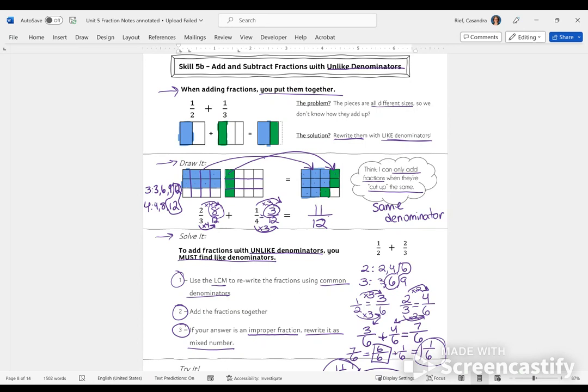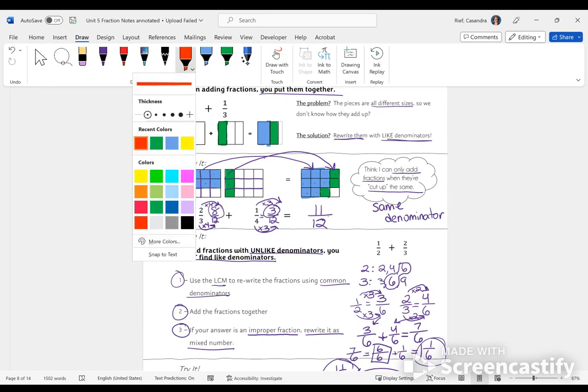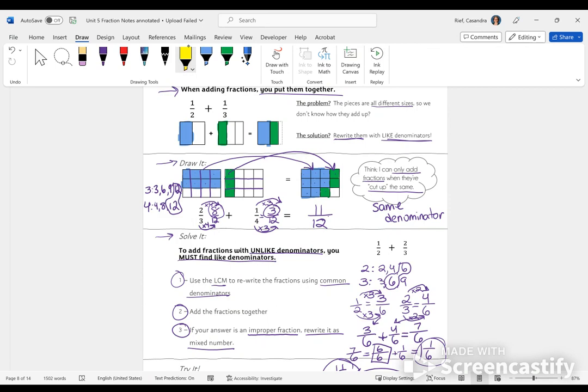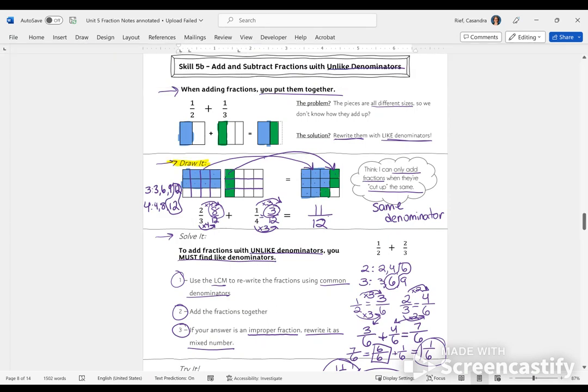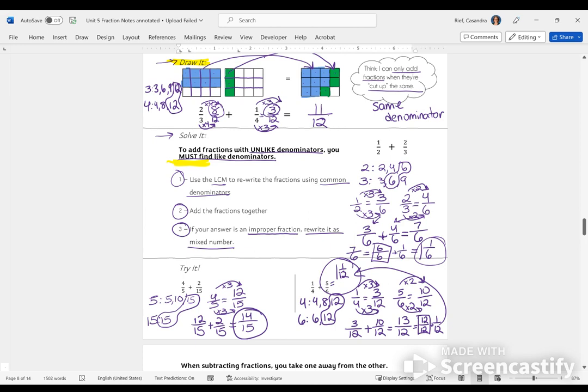And then we have this example that we did up here. Let me get my highlighter. There we go. We had this example here in our Draw It where we showed how we could cut them up into the same sized pieces so that when we put them together, we can figure out what our answer really means. And then after we explored that, we used the LCM strategy to figure out just a mathematical way to do that work without having to draw it out.